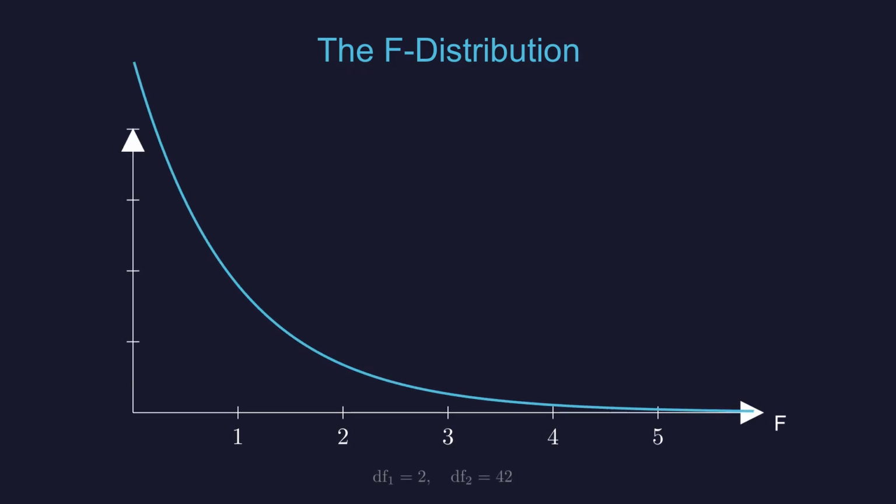The F statistic follows an F distribution, which is always right-skewed and starts at 0. Here is the F distribution with 2 and 42 degrees of freedom. The rejection region is in the right tail, beyond the critical value. Our F statistic of 14.08 falls way out in the extreme right tail, far beyond the critical value, confirming the very small p-value.